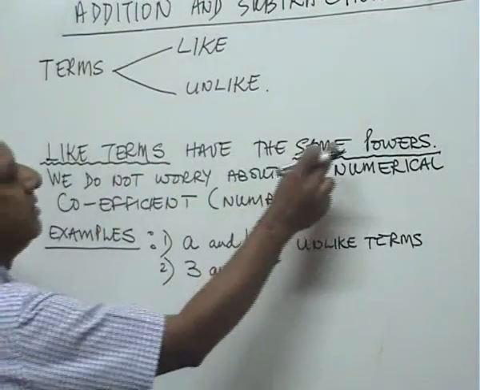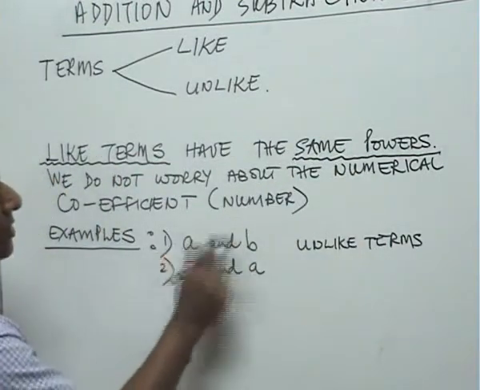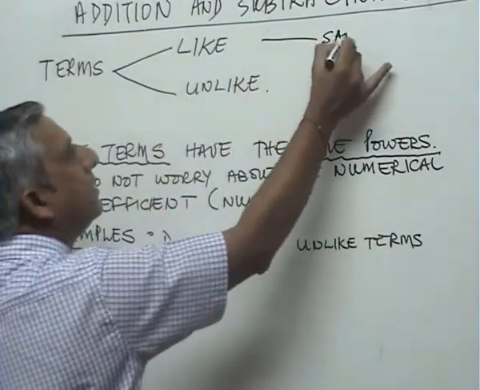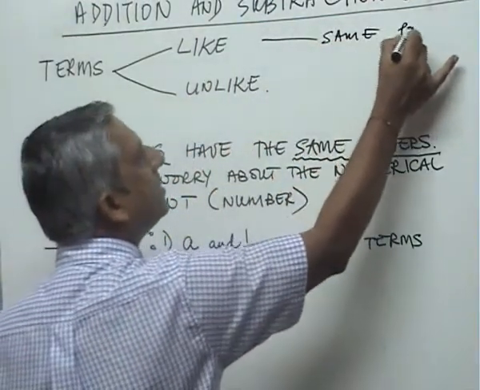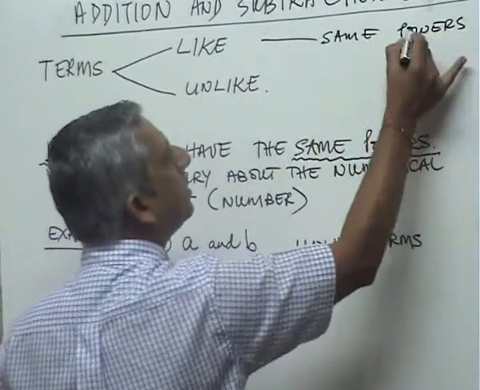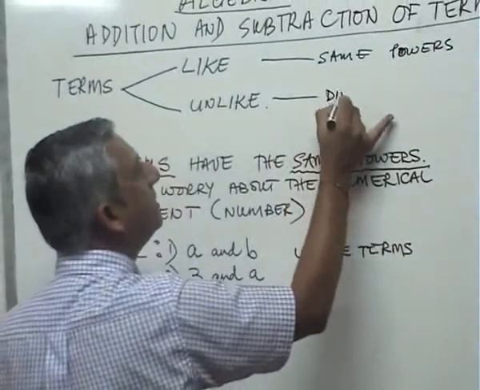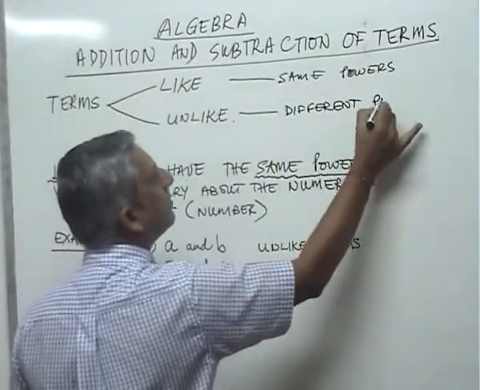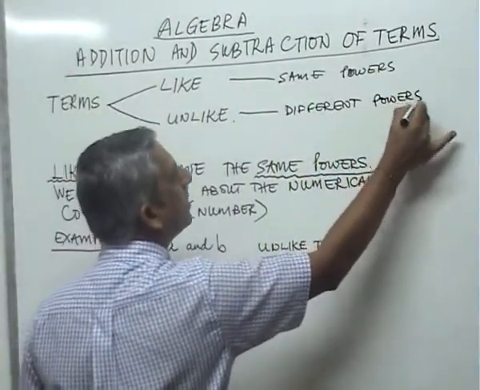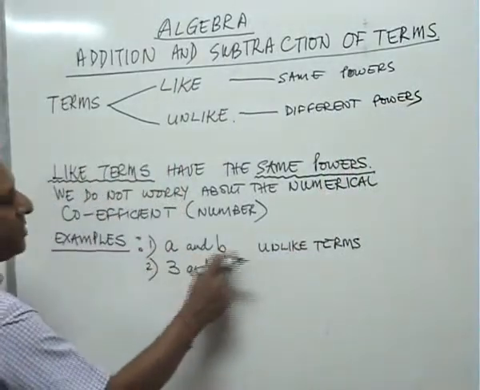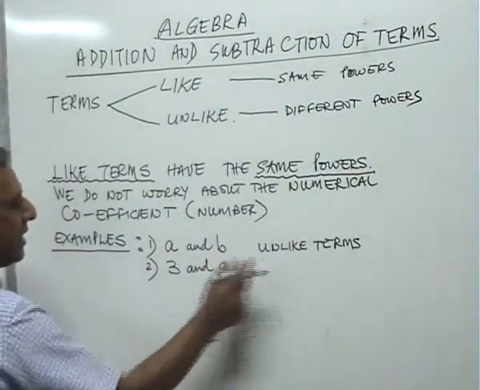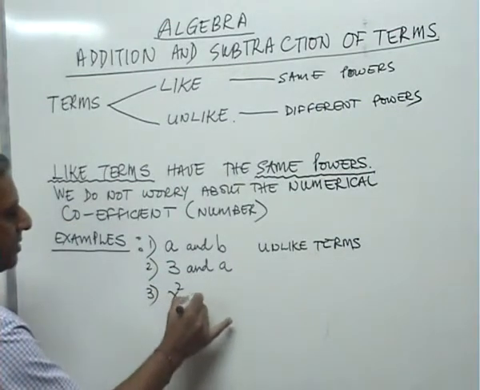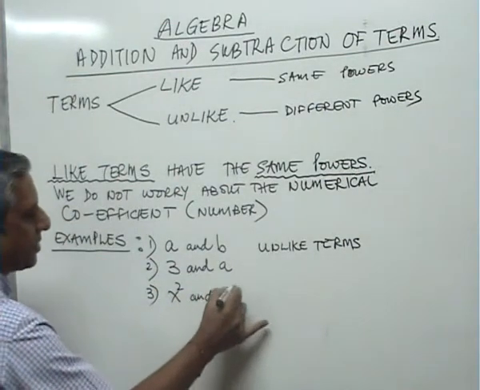Like terms have the same powers. Now the powers are not the same. So like terms have same powers. Unlike terms have different powers. So if you look here, the powers are different, so it's unlike term. Powers are different, it's unlike term. Right, let's have a look at this one. X squared and 5x squared.